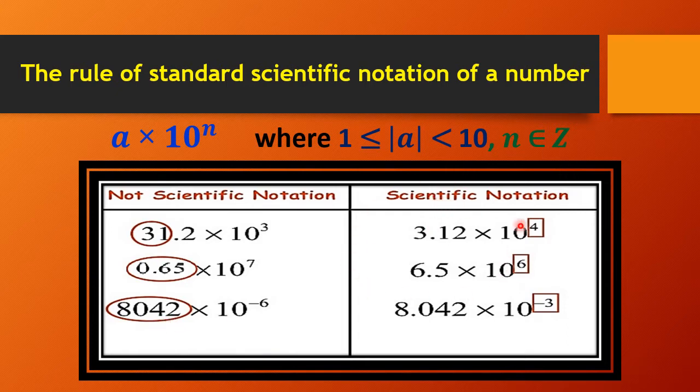What about these numbers in scientific notation form? Because the whole number here, 3, is between 1 and 10. The whole number here, 6, is between 1 and 10. The whole number here is 8, between 1 and 10. And all these numbers are multiplied by 10 power n, with integers like 4, 6, and -3.